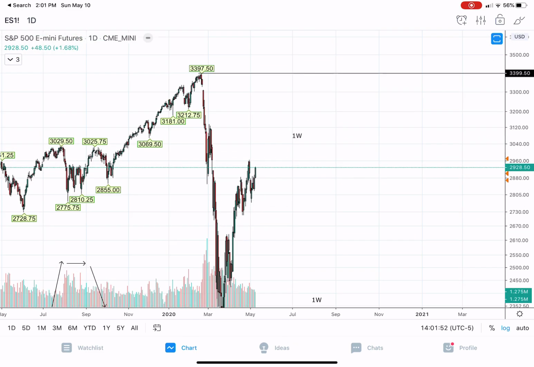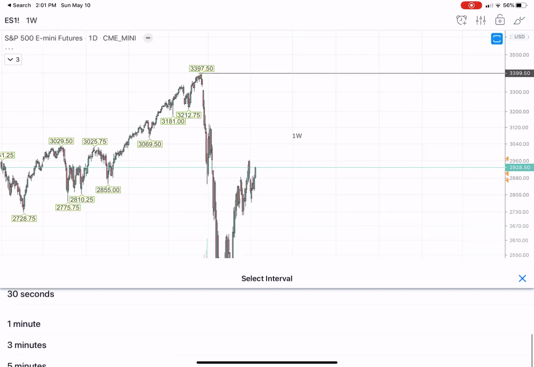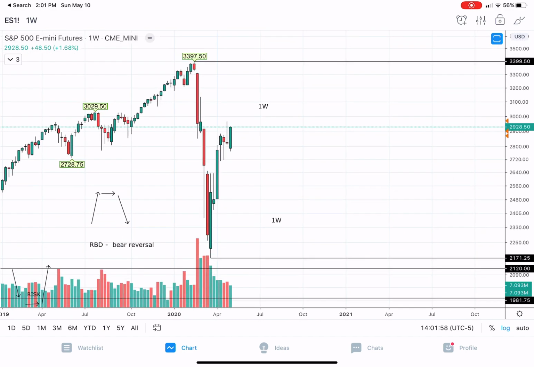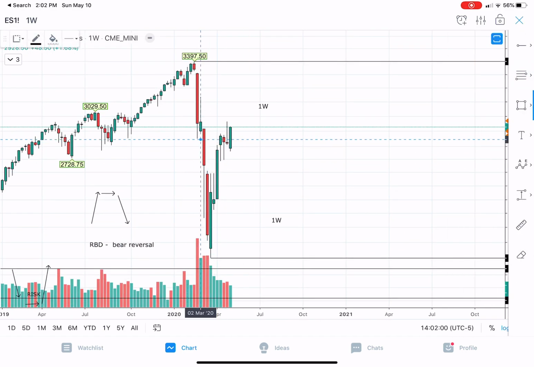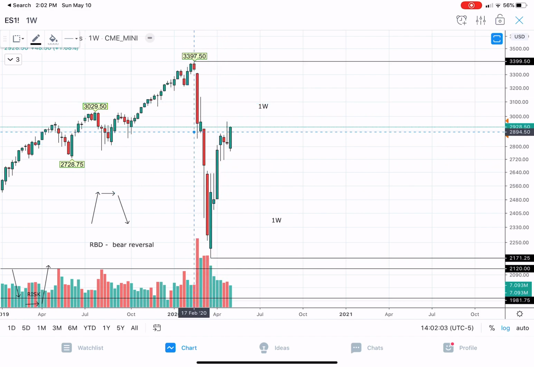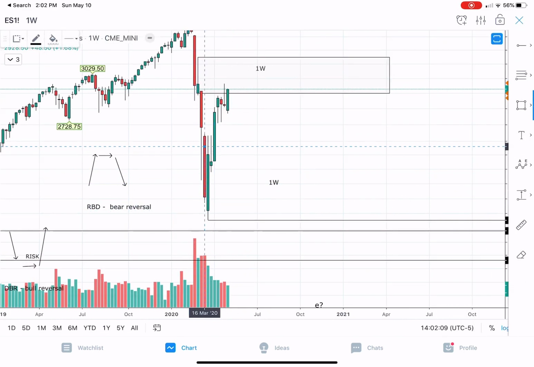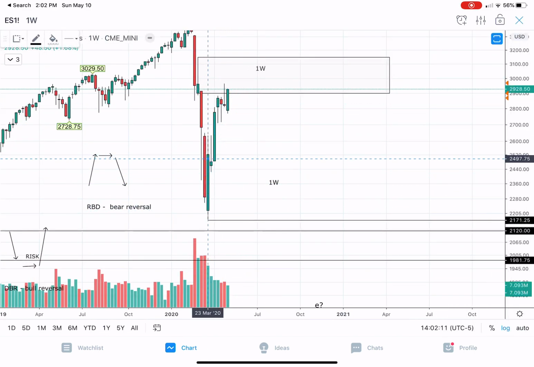So next, what I wanted to show you guys is current price action and where we are at. I just want to plot some levels here. You can see here we have a rally base drop. So if you watch my previous videos, you know how to plot these. There's my box there. And then we have a drop base rally here.